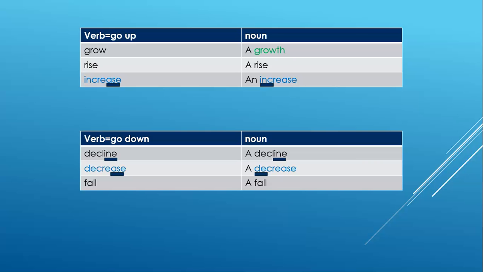Okay, so verbs to go up, we have grow. Now the noun here is a different form, right? It's a growth. I highlighted that one for you in green. Another verb to go up is rise. And here the form is the same in the noun, a rise. Now notice what happens here with the verb increase to go up. The stress is on the second syllable.